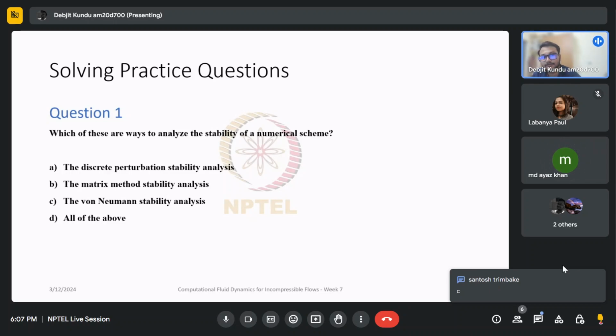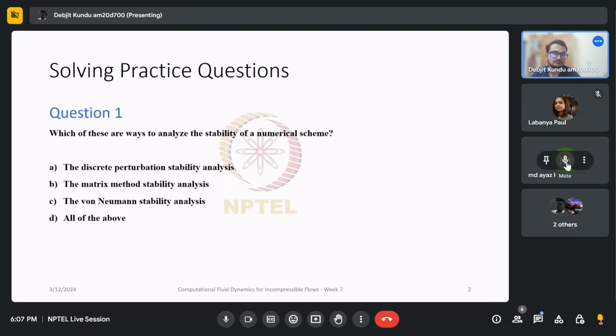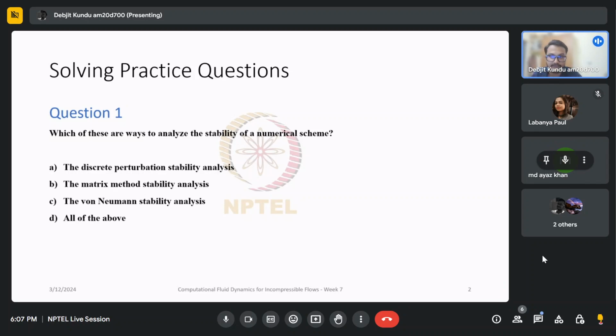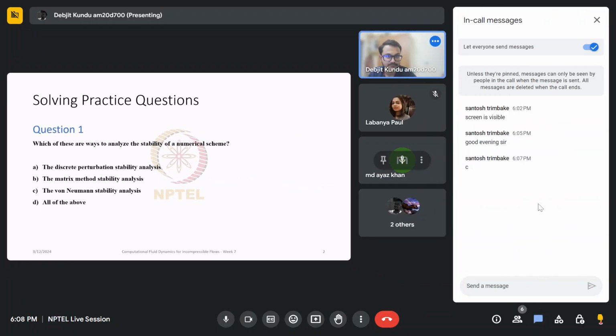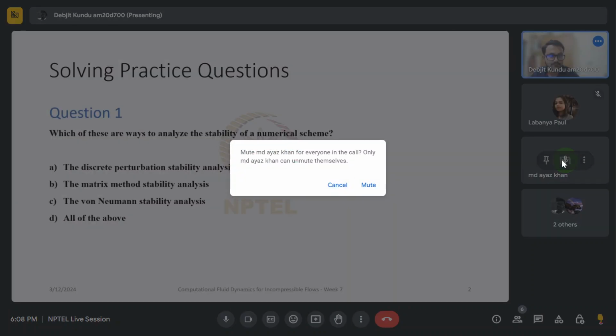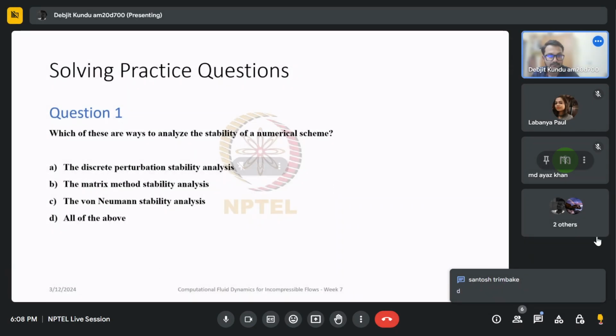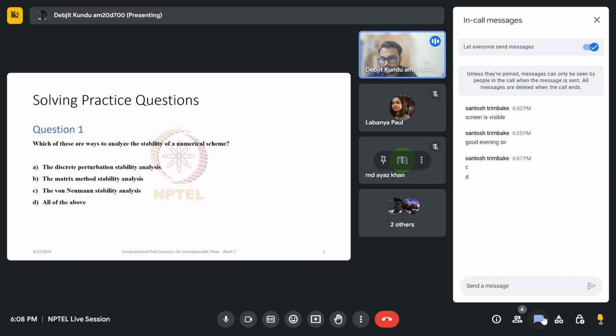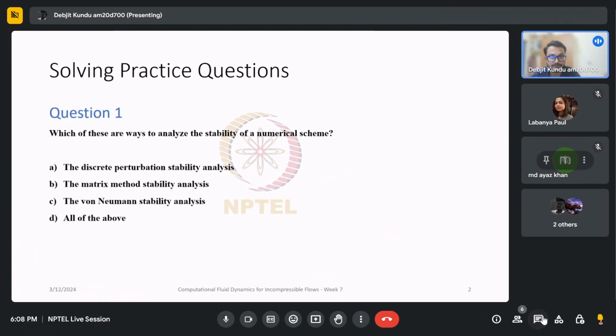So we have four options here. Option A is the discrete perturbation stability analysis. Option B is the matrix method stability analysis. Option C is the von Neumann stability analysis. And option D is all of the above. Okay, so we have one quick response in favor of option D, that is all of the above. Let's see what others have to say.